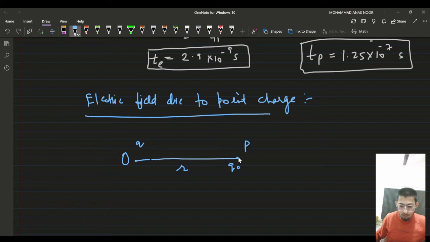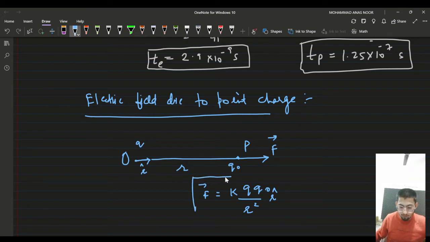What do you say about the direction of force on this charge? It would be in the direction of electric field in this way. Force would be directed outwards, right? So what would be the force? I'm writing this again so that you can remember it. k q q naught upon r square, and there is some r vector, so this is our unit vector, the unit vector of this. This is the force.